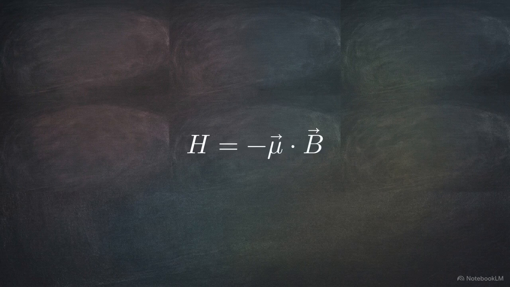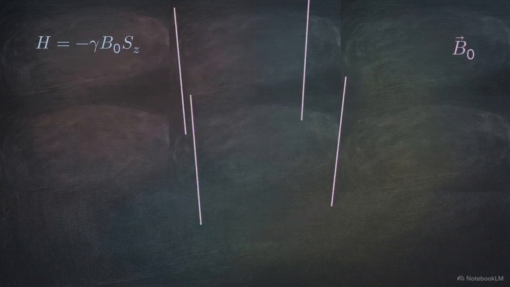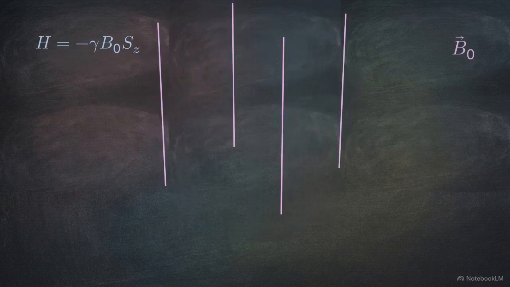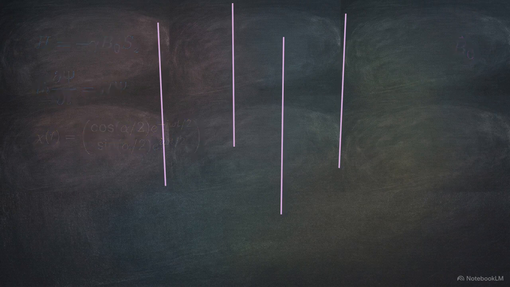To see this static algebra evolve over time, we introduce a physical interaction. We define the system's energy using the magnetic dipole Hamiltonian. H equals negative mu dot B. We place our electron into a strong, uniform magnetic field, designated B0, pointing strictly upward along the z-axis. When we insert this Hamiltonian into the time-dependent Schrödinger equation, the initial spinor state does not physically move. Instead, its components acquire complex phase factors that tick forward continuously as time advances.